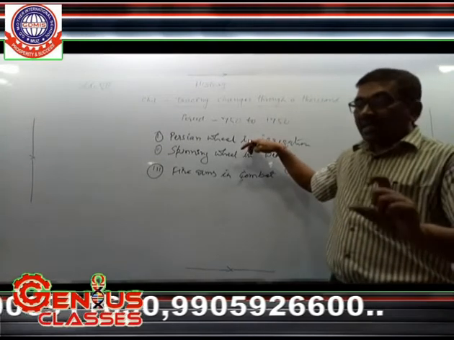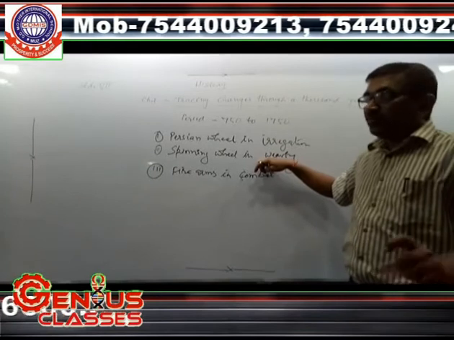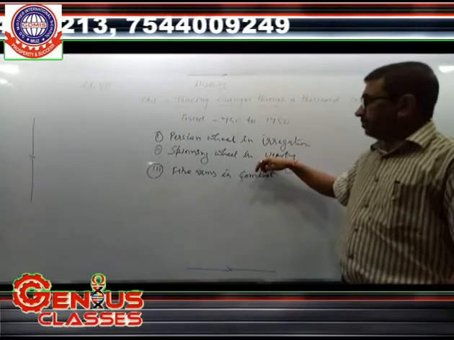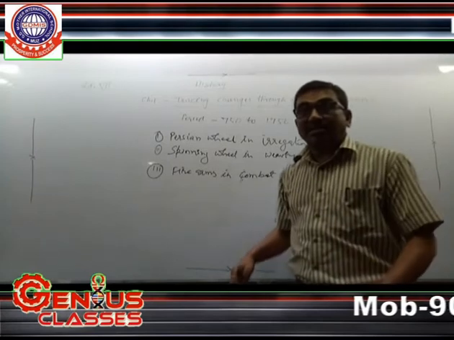Persian wheels, meaning irrigation was made easy. Spinning wheels means weaving of cloth became easy. Then the firearms, war also became easy.